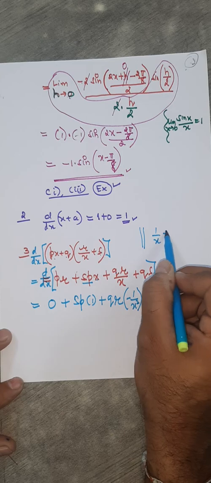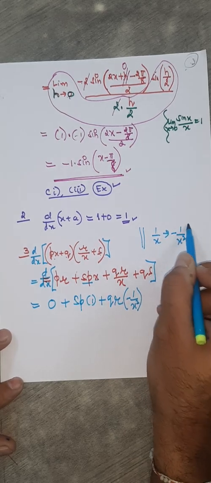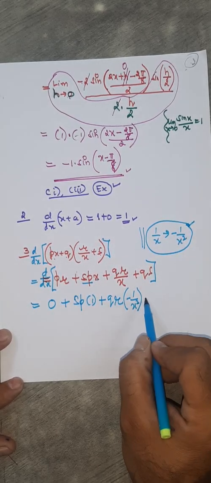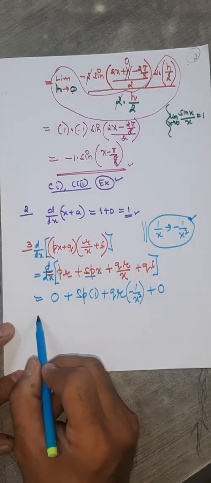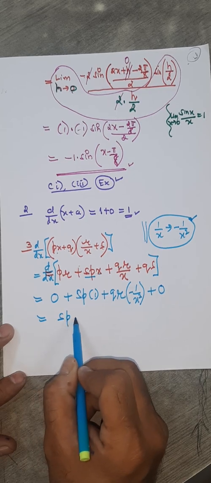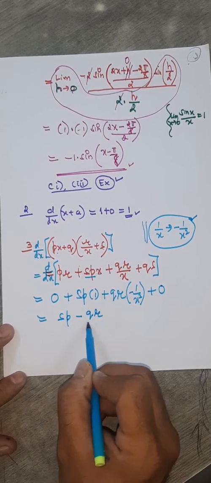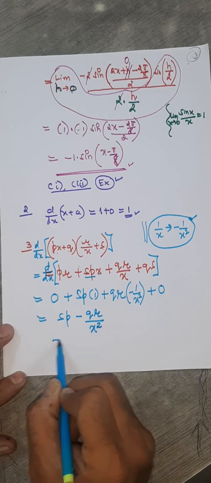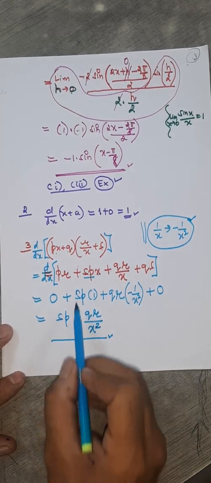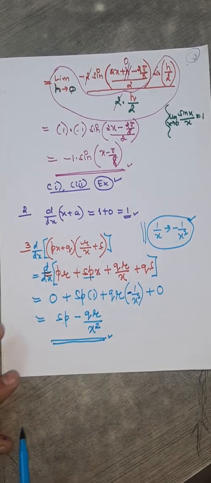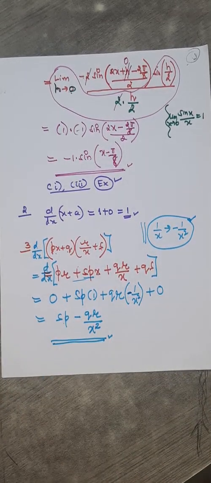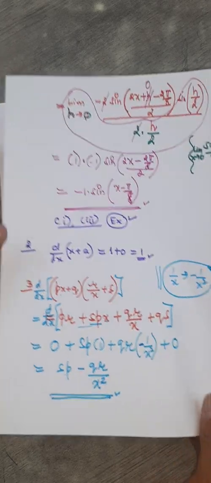Recall this, we did it. Derivative of 1 by x is minus 1 by x squared, right? And qs being constant alone, derivative is 0. So finally you have sp minus qr by x squared, which is the required derivative here. sp minus qr by x squared. What I did, I opened the bracket first. You can do it directly just by using the product rule. Even that can be done, remember. The choice is yours, whichever way you want to do.